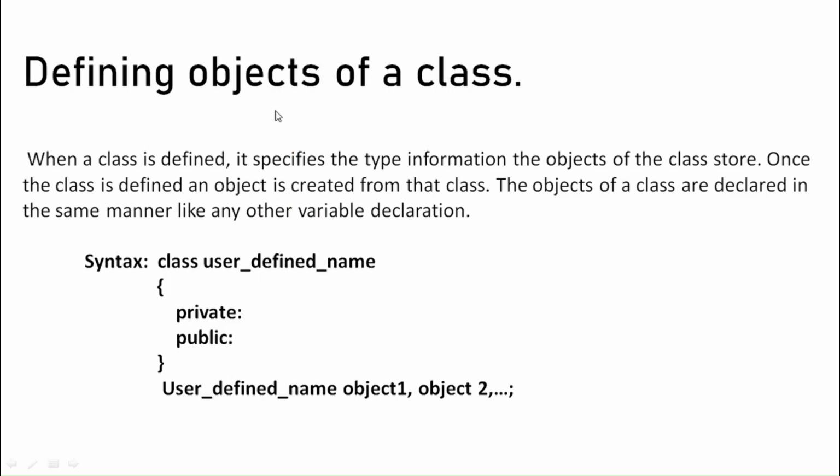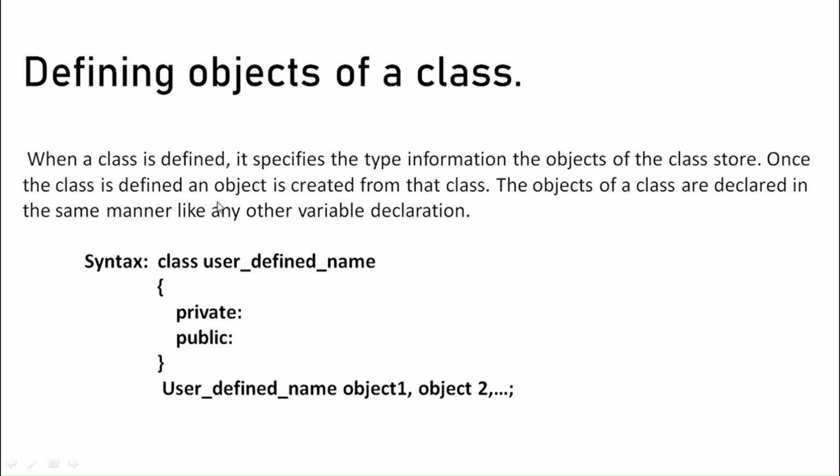And finally, we have defining objects of a class. And don't worry, in this also everything is the same, but only at the last part while giving an output we will make small changes, that's it. It's not difficult. When a class is defined, it specifies the type information the objects of the class store.